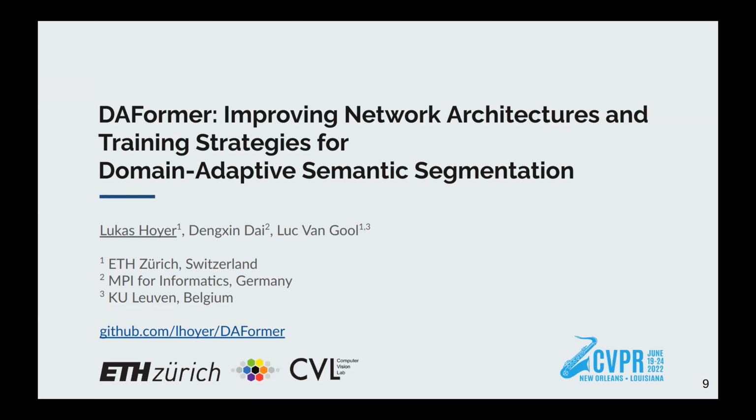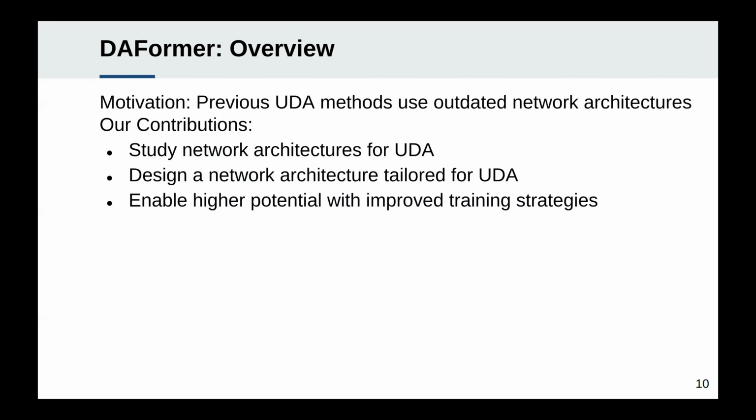So let's have a look at the network architectures. Previous UDA methods mostly used an outdated network architecture for domain adaptation benchmarks. That was DeepLab version 2 from 2017. There have been quite a few advances in the supervised domain. However, these were not really transferred to domain adaptation research. So that's what we actually did.